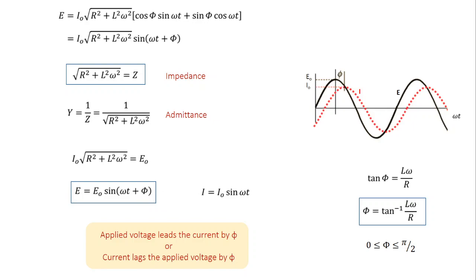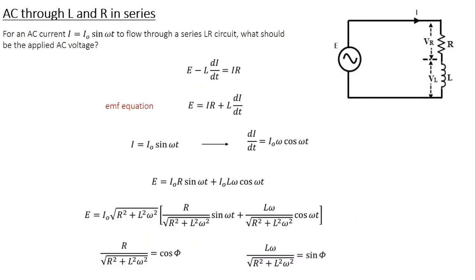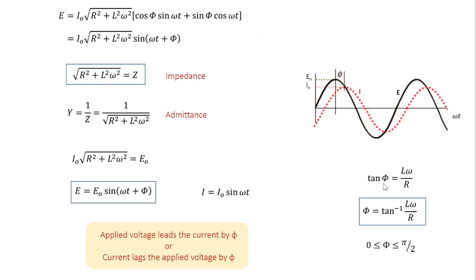Alternatively, you can say the current lags the applied voltage by the same phase angle phi. Now what is the value of phi? From these two expressions, I can write sine phi by cos phi, which is tan phi equal to L omega divided by R, from which I can write phi equal to tan inverse L omega by R. And if you look at the values of phi, it ranges between 0 and pi by 2.